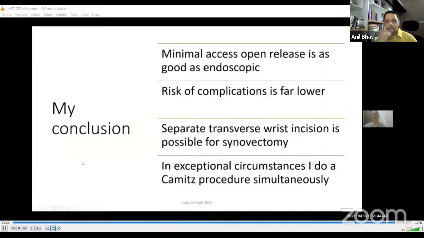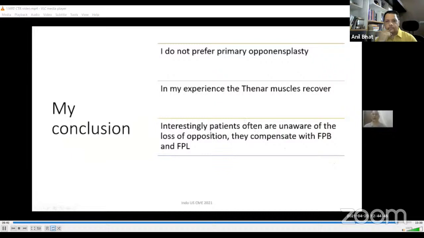I personally do not prefer primary opponensplasty. In my experience, the thenar muscles recover. And interestingly, patients often are unaware of their loss of opposition and they compensate quite often with other muscles.